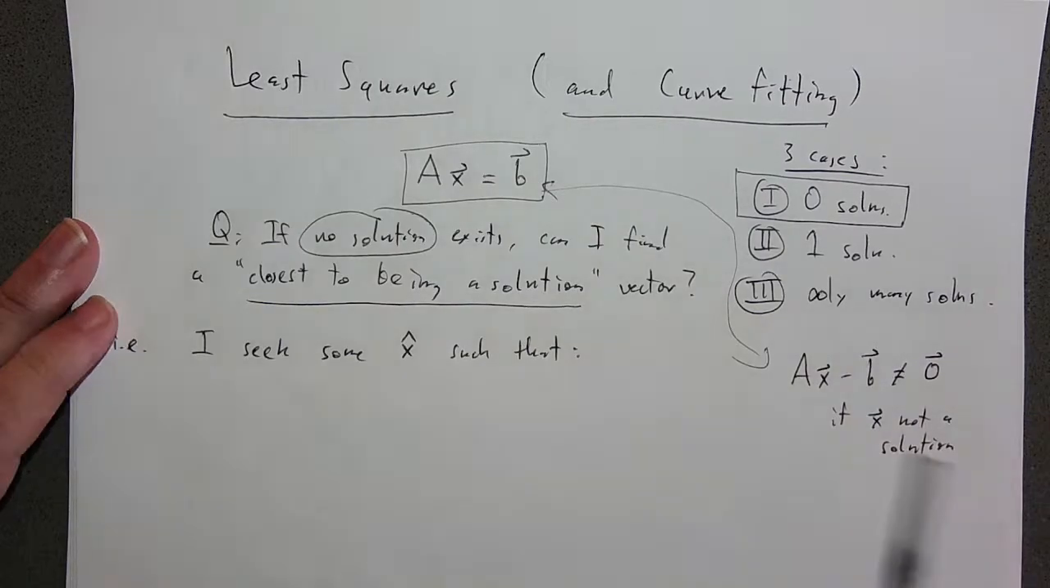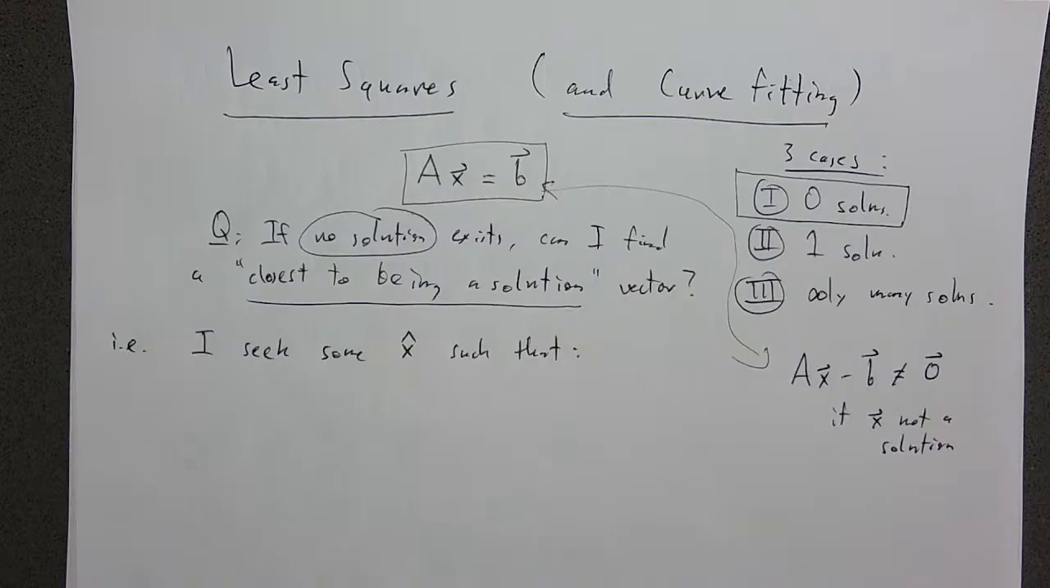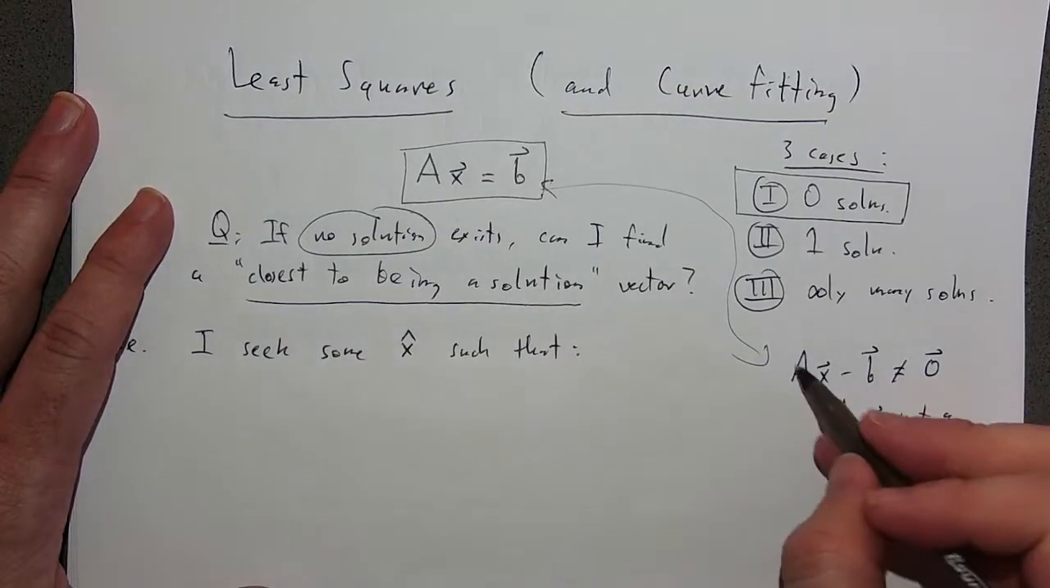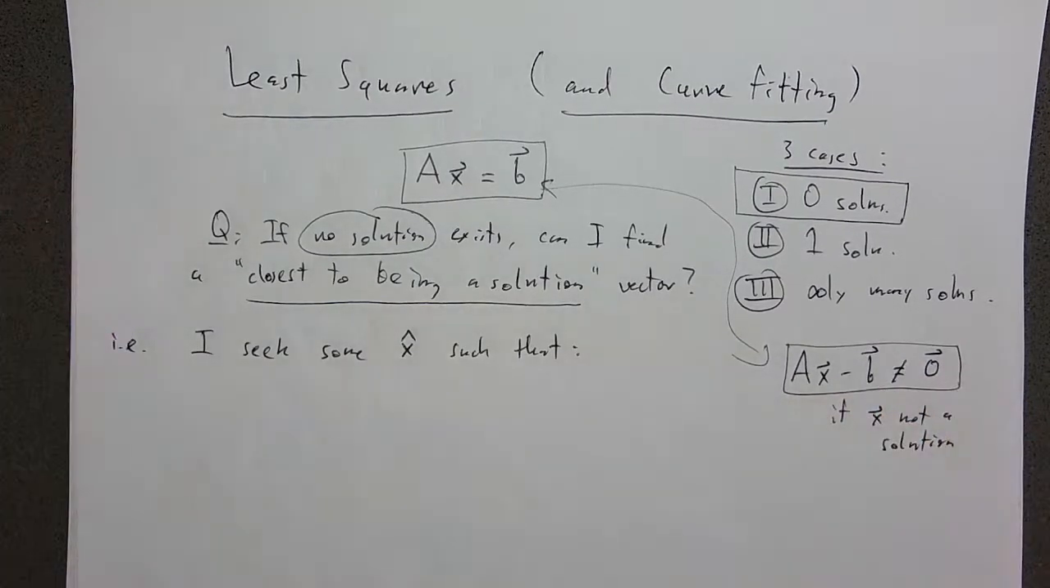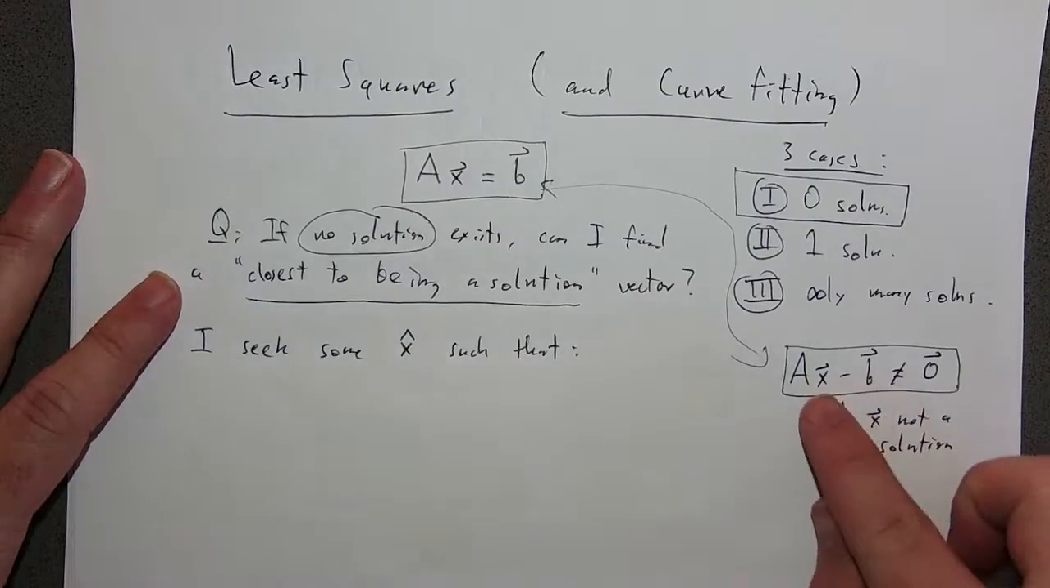And if no solution exists, then any x is not a solution. And so for any x, this is not the 0 vector. Well, from what we know about the length of vectors, if something is not the 0 vector, then the length of it is not 0. One of the properties of inner products and the dot product is that the length of any vector that is not the 0 vector is positive. This is known as positive definiteness. So, the length of this is positive.